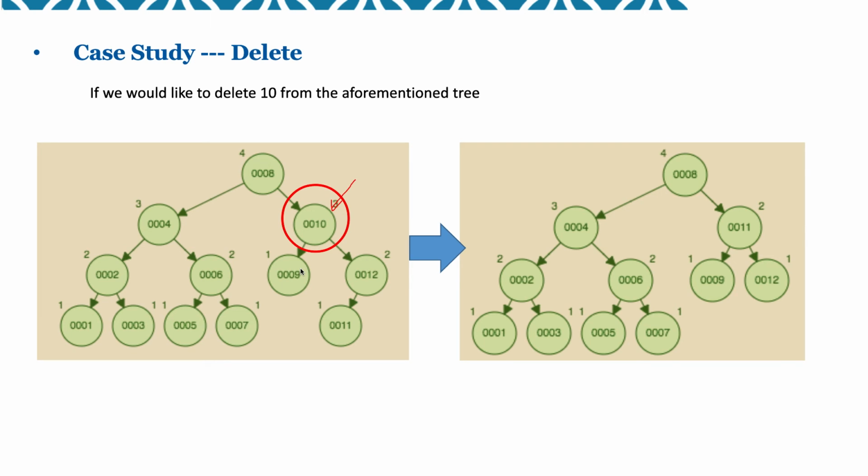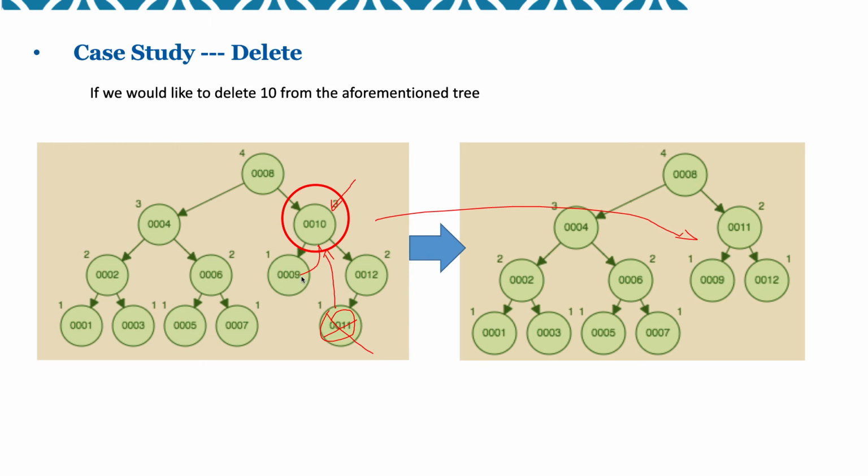Actually, you have two choices. You can use the number 9, which is the very right node in the left subtree, or the very left node, which is the number 11 node, in the right subtree to substitute the number 10. If we directly choose the number 11 to substitute number 10, you directly form this one, right? We'll delete this one.